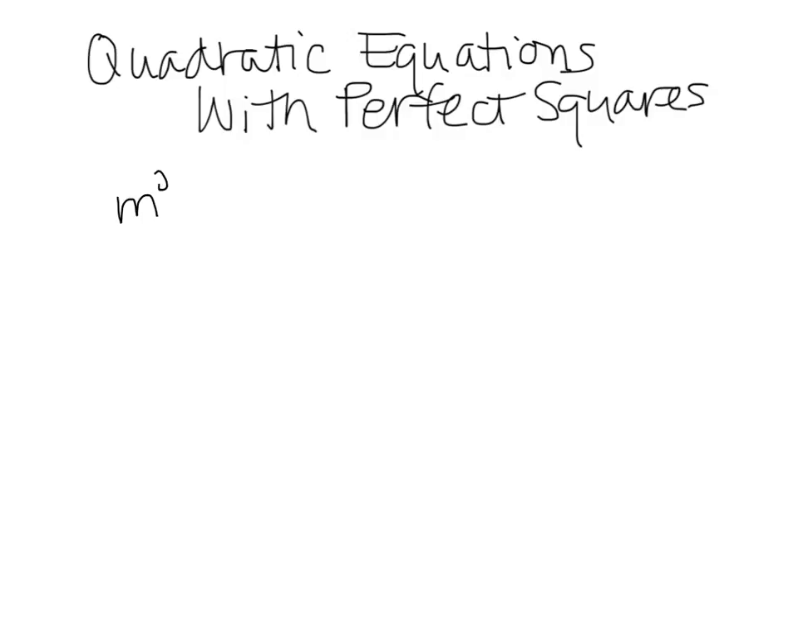If I say m squared equals 49, you know that to undo the m squared, we take the square root. And anytime I use that square root symbol to solve, I have to remember it could be positive or negative, because the square of positive 7 is 49 and the square of negative 7 is 49.